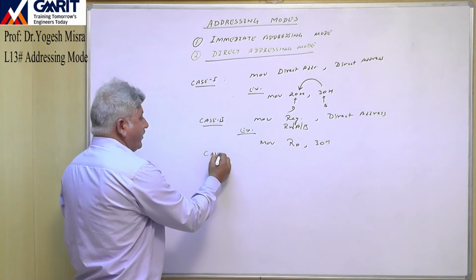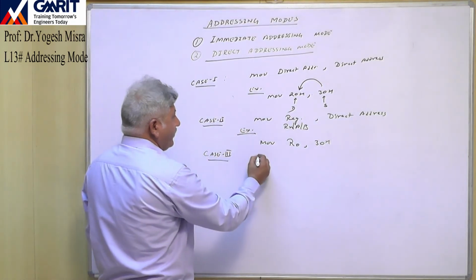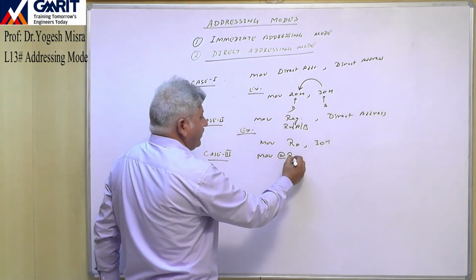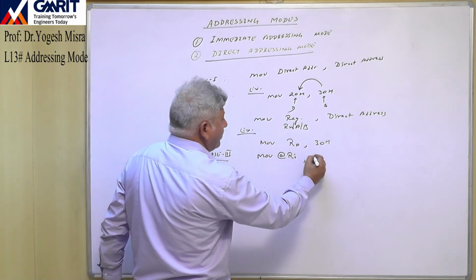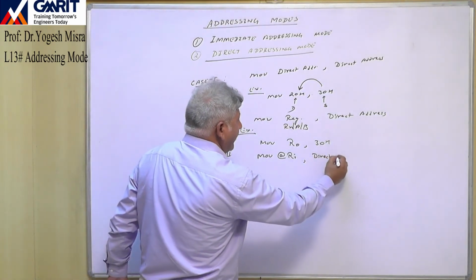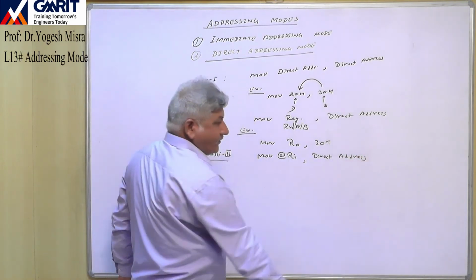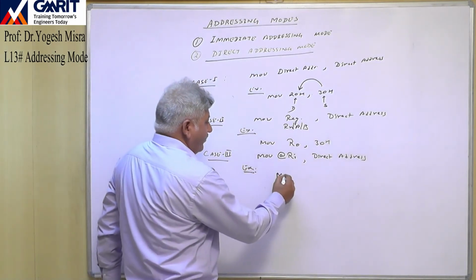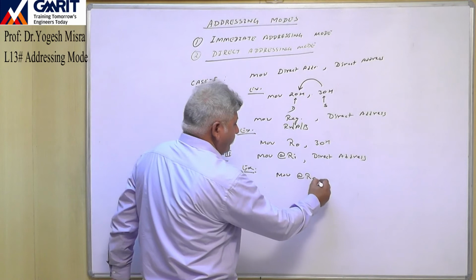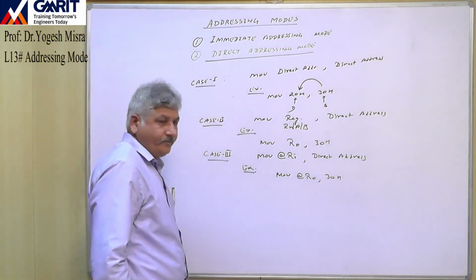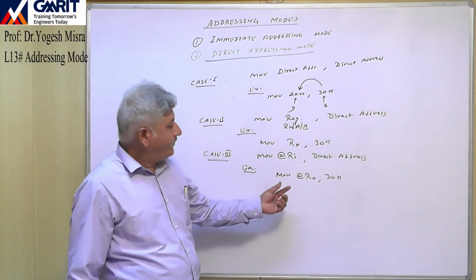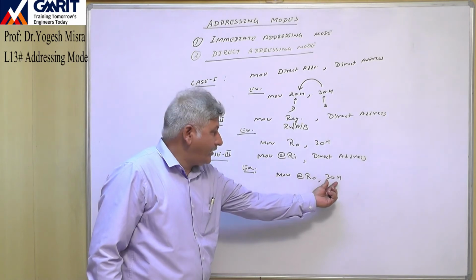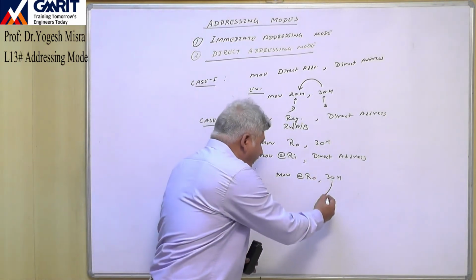Now, case 3, move at the rate R1, comma, direct address. So now in this case example, move at the rate R0, comma, 30H. So in this case, the content stored at address 30H will be moved in internal RAM.